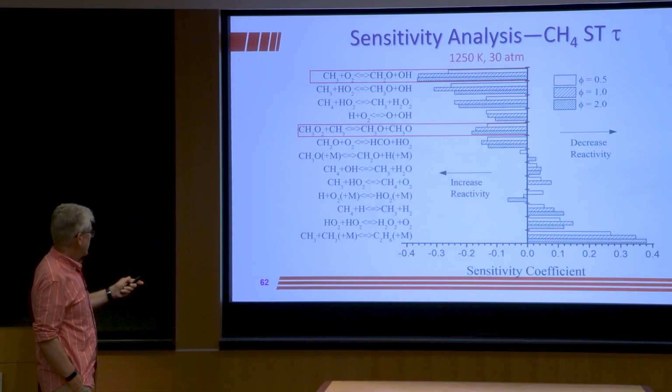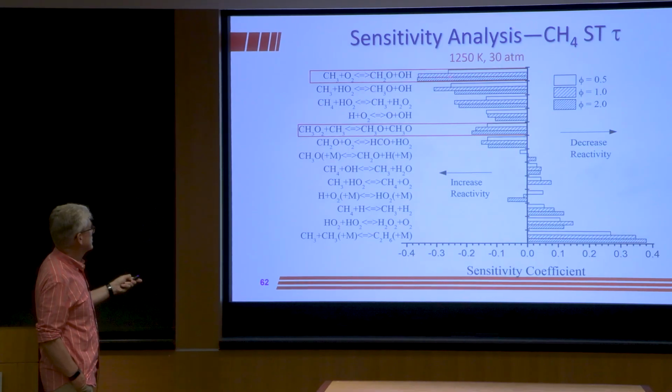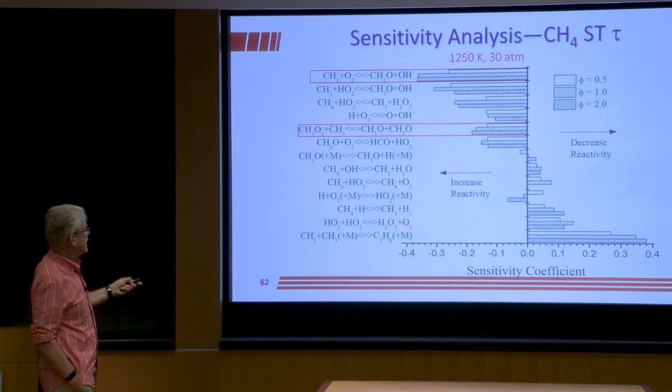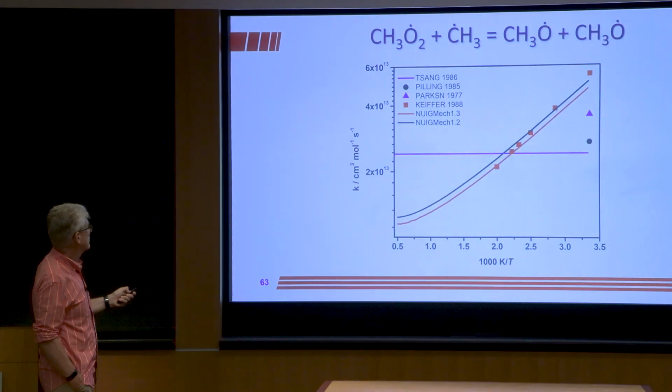Okay, so two other ones. So we have methyl plus O2 giving formaldehyde plus OH. We just spoke about that. So this is sensitivity analysis, again, at 30 atmospheres, okay? This one is the most important reaction, increasing reactivity, okay? Another one is this one, CH3O plus, oh no, I've already spoken about that.